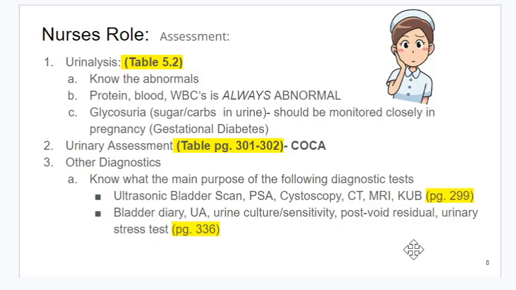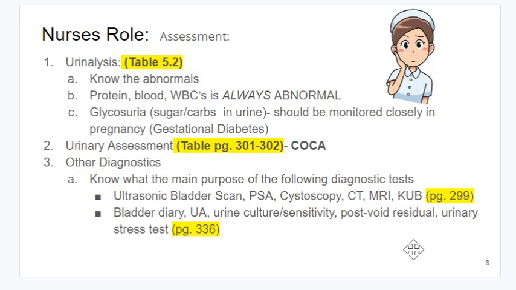So it is a bladder ultrasound, and what we do is we have an individual pee, and then we take that ultrasound and we actually check to see if their bladder still is holding urine in it. And that allows us to see how much they are actually retaining. This can be very important, especially in labor and delivery.